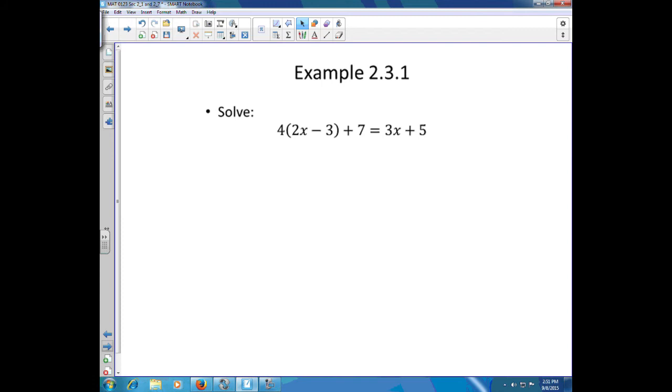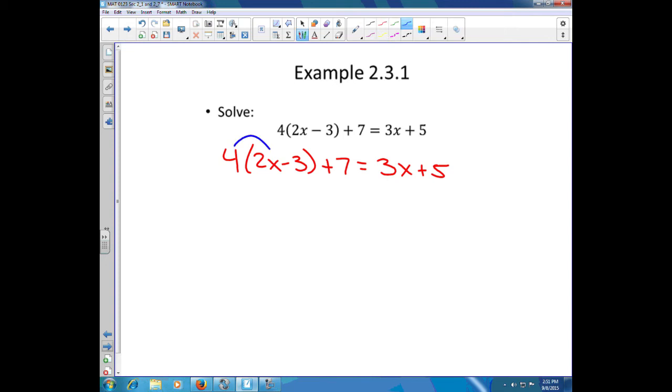So let's practice this. We want to solve this equation. Well, there's no fraction, so we can skip the first step. But we do have something we have to distribute. And so we're going to distribute the 4. And we're going to get 4 times 2x, which is 8x, minus 4 times 3, which is 12, plus 7, equals 3x plus 5.